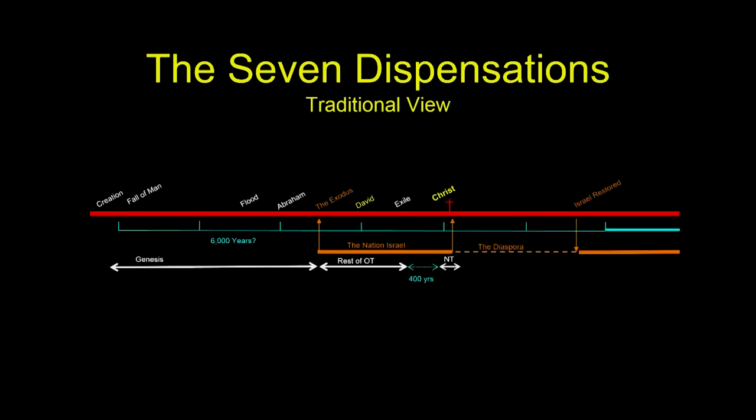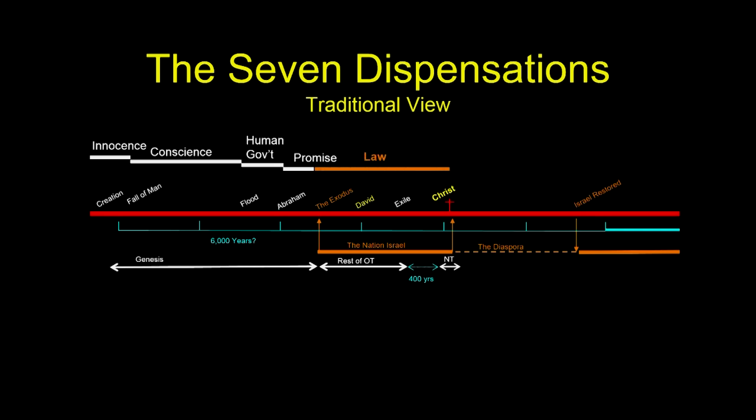But each one has its distinctives in terms of the visibility they had and what the ground rules were and so forth. If you look at that in terms of our timeline that we've had on our system so far: innocence, of course, conscience, human government, promise, then the law, which is the nation, and then the church, which is sort of a parenthesis that we'll get amplified when we're in the book of Daniel. And then when the church is gathered and Christ returns, we have the kingdom.